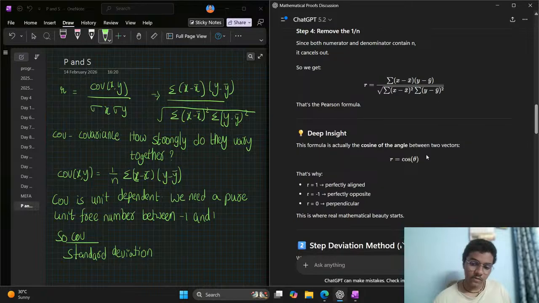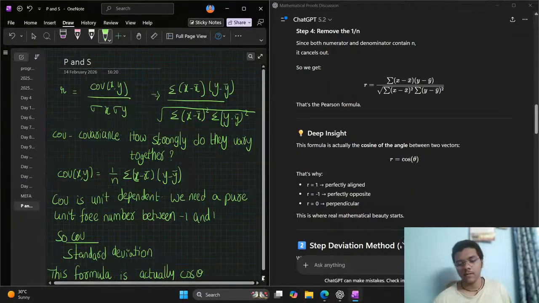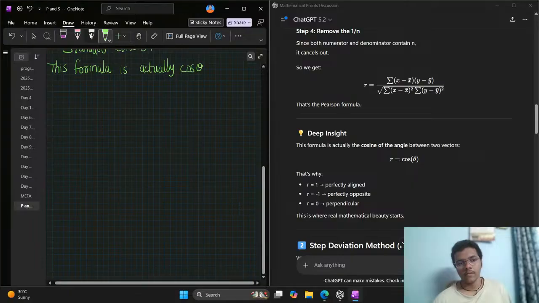Nice. This formula is actually the cosine of the angle, cos theta. Things seem to connect, right? Yes, they seem to.